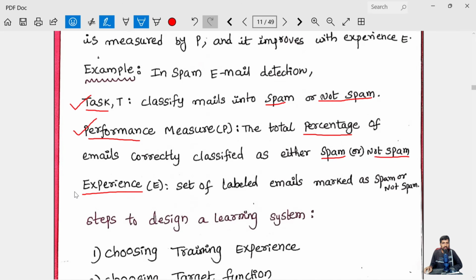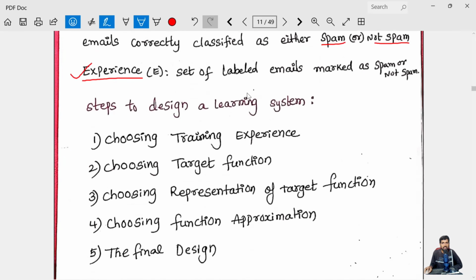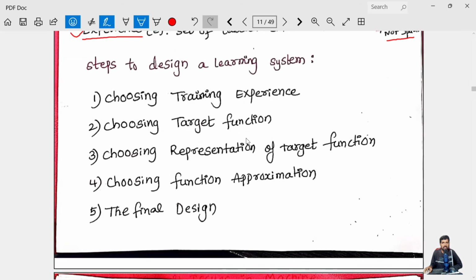So third one is the experience. So what is the meaning of this experience? A set of labeled emails marked as spam or not spam. So in this, we are going to use something called labeled data. This is one of the most important things in designing a learning system.